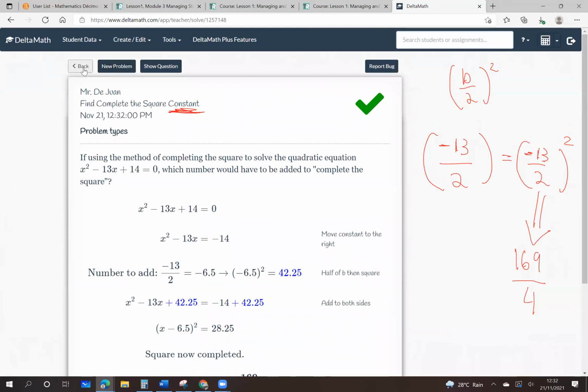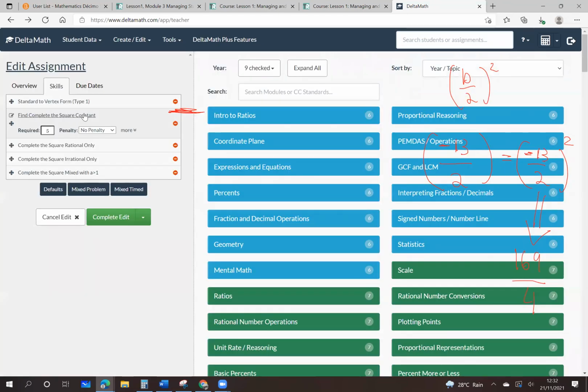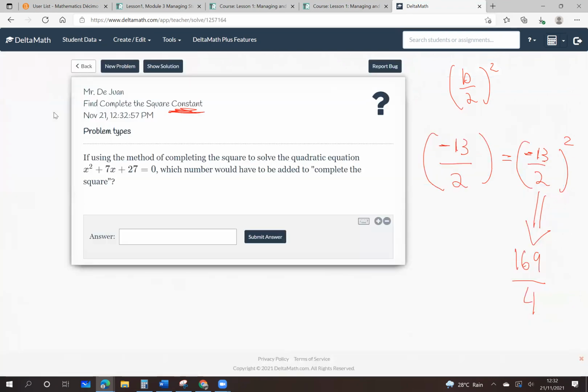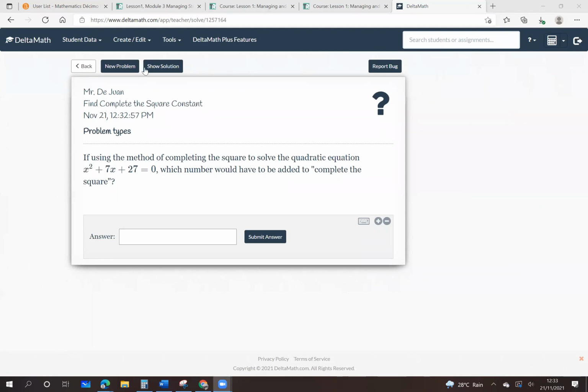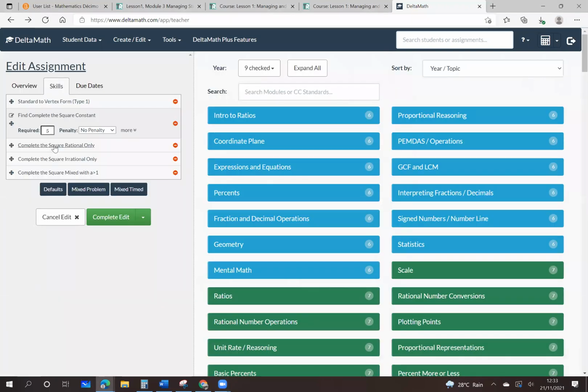So that's completing the square with finding the constant. Pretty straightforward. B divided by 2 squared. I'm going to just highlight that once so that everyone can see that. All you're doing is adding the constant, b divided by 2 squared. I hope that's clear enough.